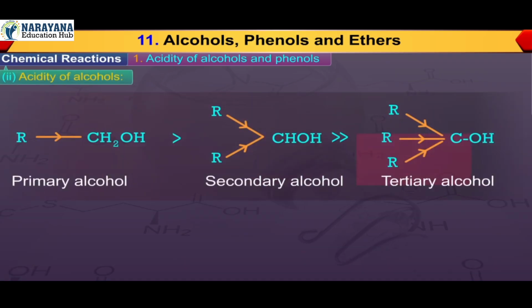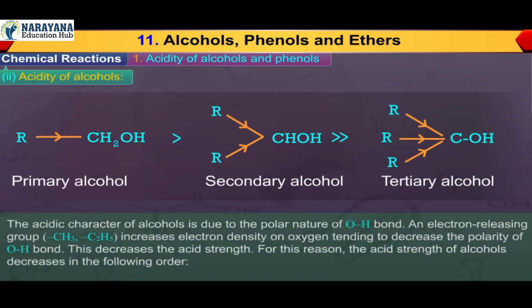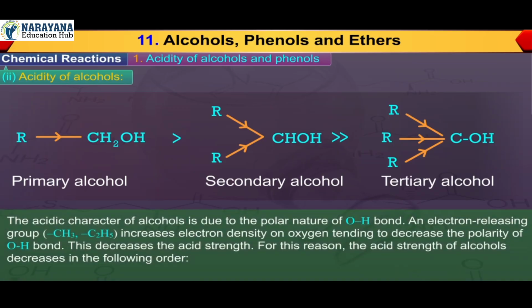Number 2. Acidity of alcohols. The acidic character of alcohols is due to the polar nature of O-H bond. An electron releasing group, that is CH3, C2H5, increases electron density on oxygen, tending to decrease the polarity of O-H bond. This decreases the acid strength. For this reason, the acid strength of alcohols decreases in the following order.